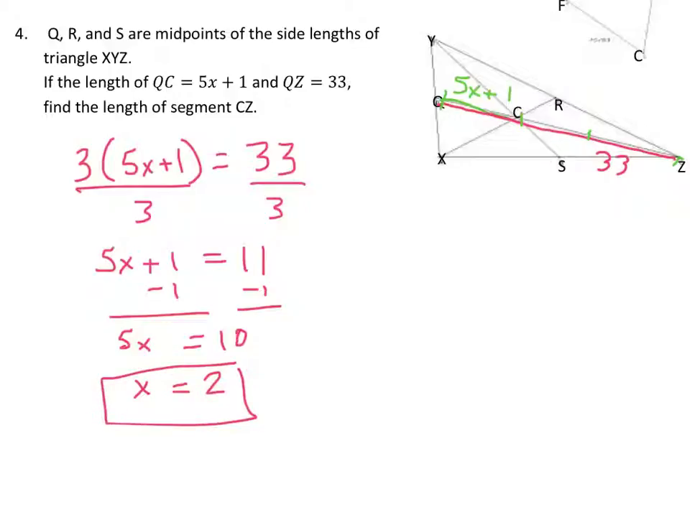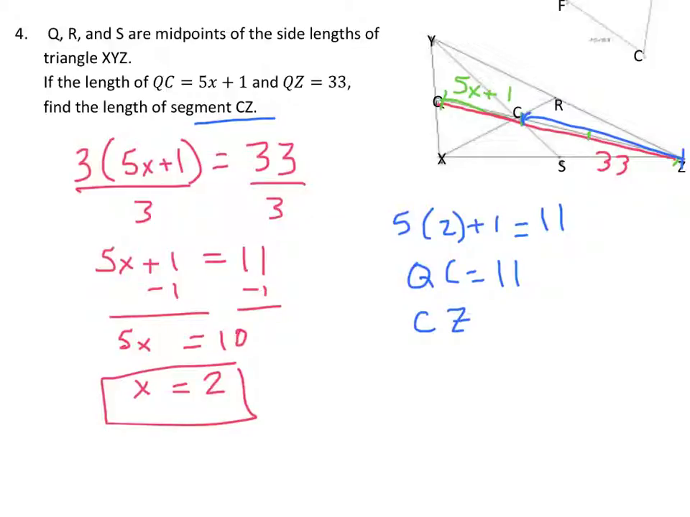But that isn't what our final answer is asking for. It wants the length of the segment CZ, so that's from here to here. Okay, well let's find out what QC is, and then we can just subtract that from 33. So if I plug the 2 back in, I know that 5 times 2 is 10, plus 1 is 11. So from Q to C, that equals 11. So that means from C to Z, that has to equal 33 minus 11, which would be 22. And that is the final answer. So 22 units long.